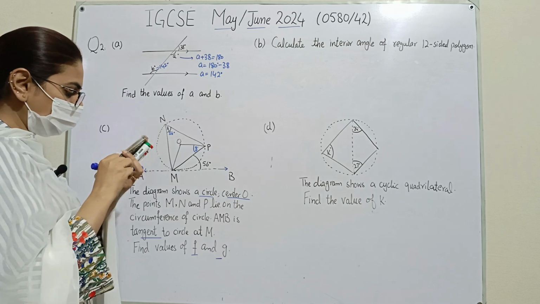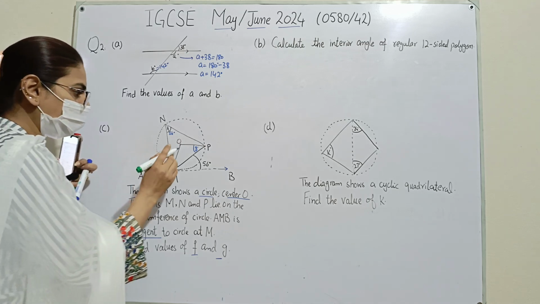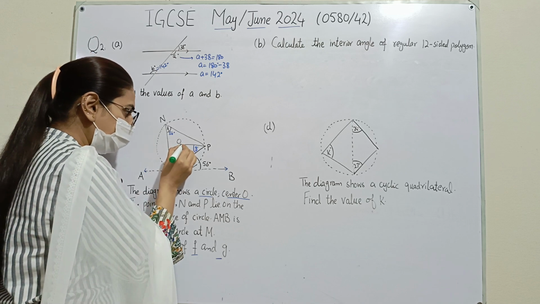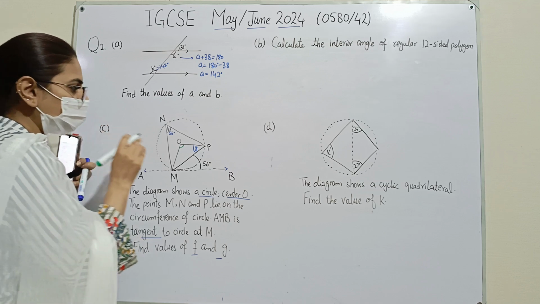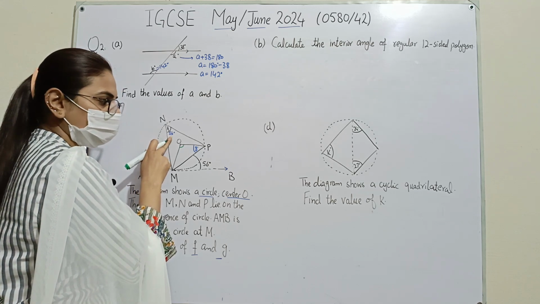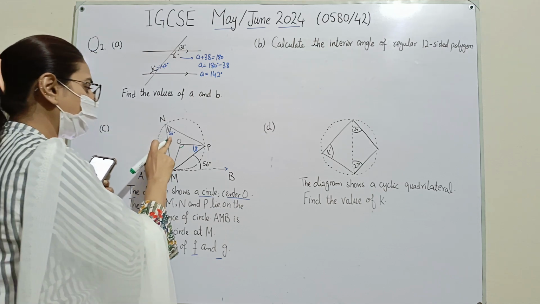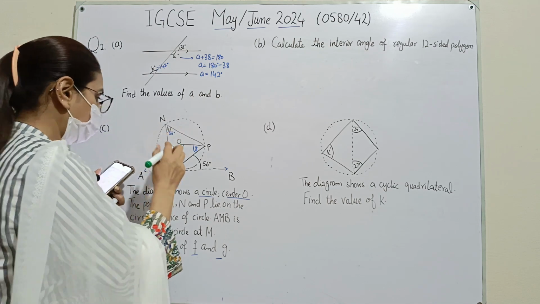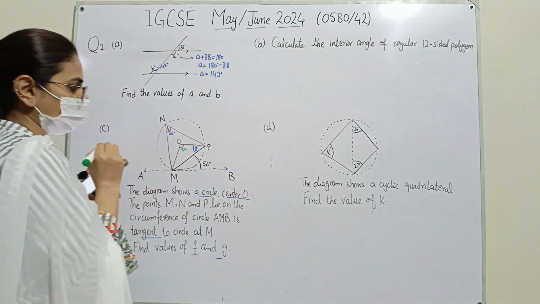To find out the value of G, you have to use one result over here. That is, whenever the angle is formed at the center of a circle, it will be twice of this angle. Twice of 56 means you have to multiply 56 with 2. When you multiply, you will get 112. This is basically a result.